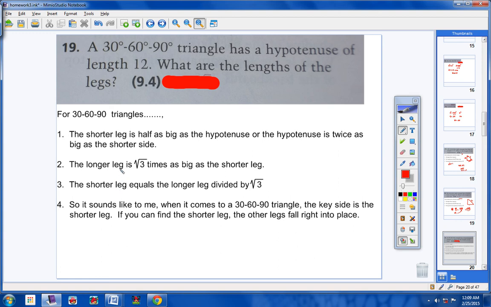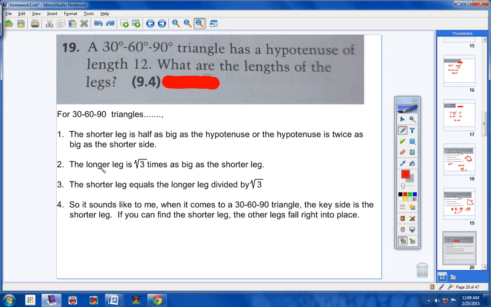The longer leg is square root of 3 times the shorter leg, okay? The shorter leg equals the longer leg divided by the square root of 3. So it sounds like to me, when it comes to a 30, 60, 90 triangle, the key side is the shorter side. So if you don't know the shorter side, find it quickly. And if you do know it, then you can find the other two sides very easily, okay? If you can find the shorter leg, the other legs fall into place, okay?